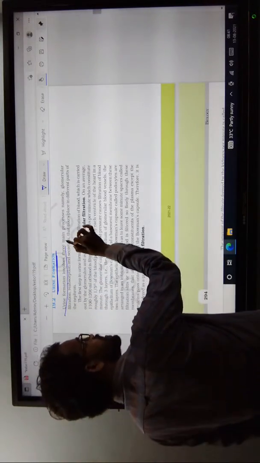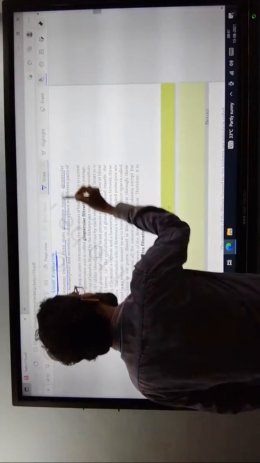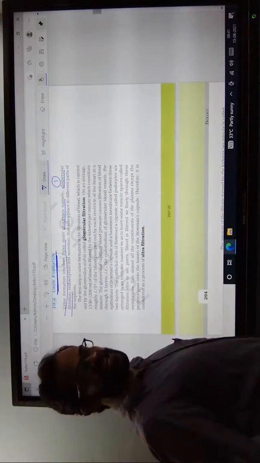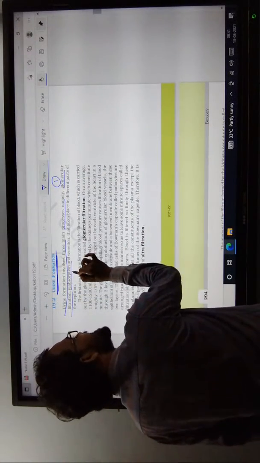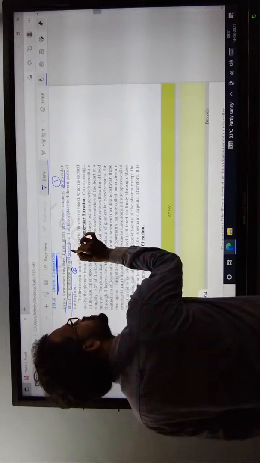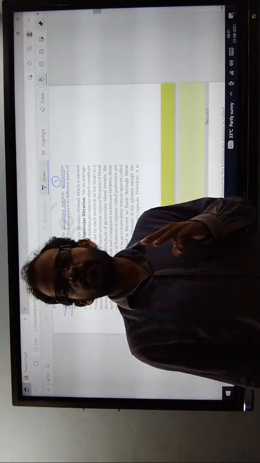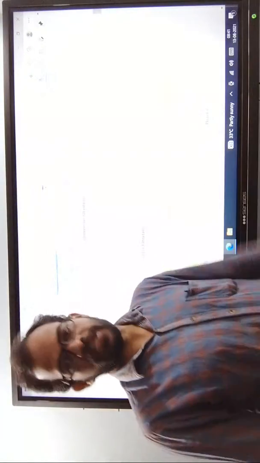In urine formation, the main processes involved are: first, glomerular filtration; the second one is known as reabsorption; the third one is known as secretion. Three different steps are involved in urine formation. What is the first one?